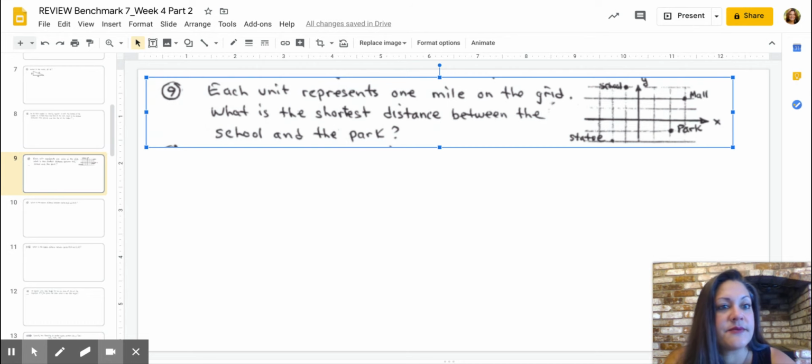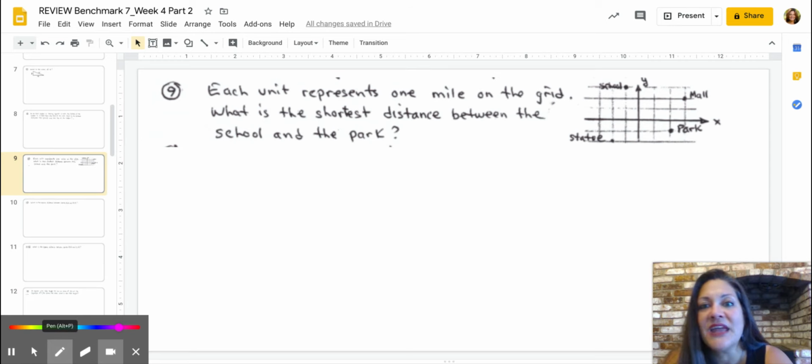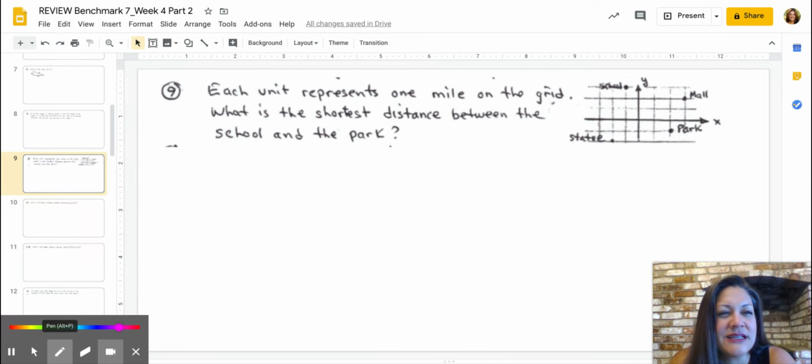Let's see here. See if I can draw on this little picture. Hopefully that made it a little easier. Okay, so school and the park. We also have a statue and a mall. Each one of these squares is 1 mile. Looks like it kind of got stretched out funny, so they look almost like rectangles, but just know that they're squares, okay? So we want to go from the school to the park.